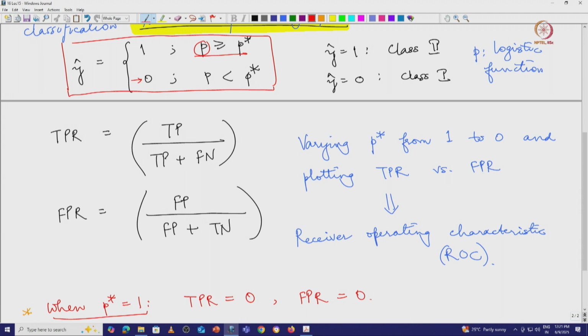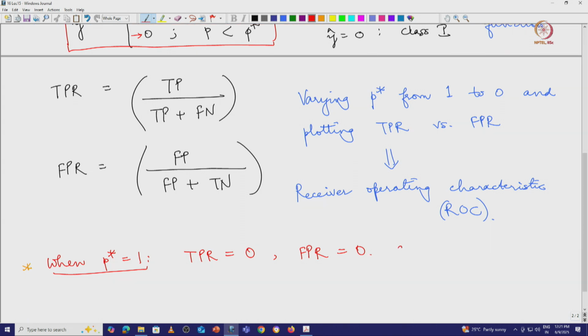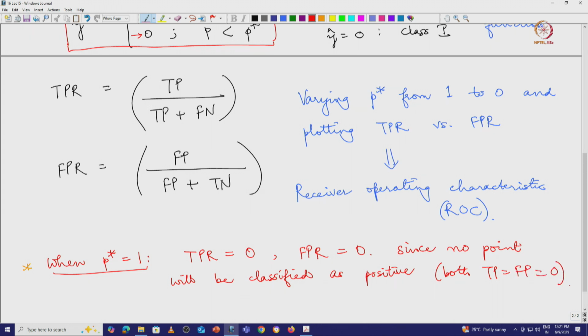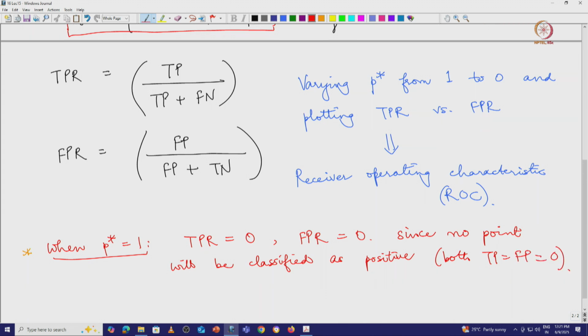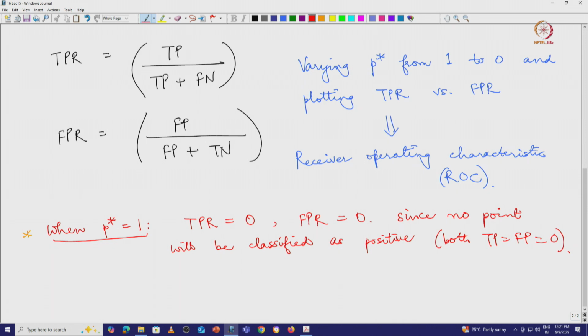This is because, like I said, the threshold is set to too high a value, and therefore no point will be classified as positive. So both TPR and FPR equal 0. So this is what happens when p star equals 1, and then you can consider the other boundary case when p star equals 0.